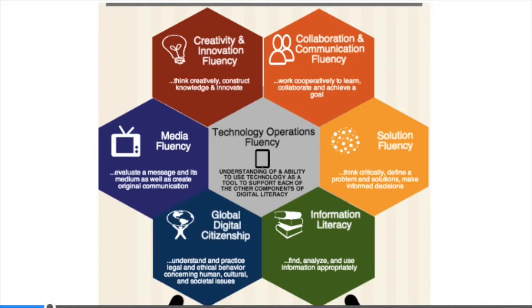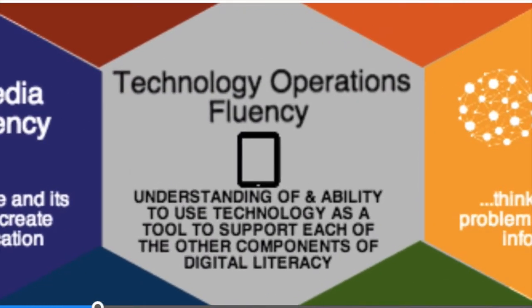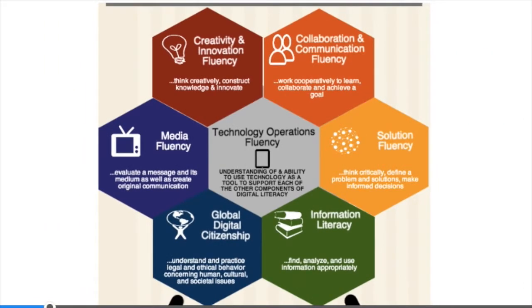So what you'll notice about our graphic here is that while there are 7 components, technology operations fluency is actually in the center. This is because this item is not isolated from the other 6. Technology is in fact how we accomplish fluency in the other 6 areas on the spectrum. So again, technology is the vehicle that gets us to fluency in the other areas.